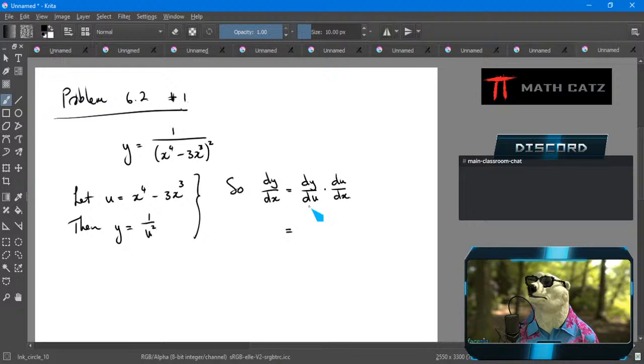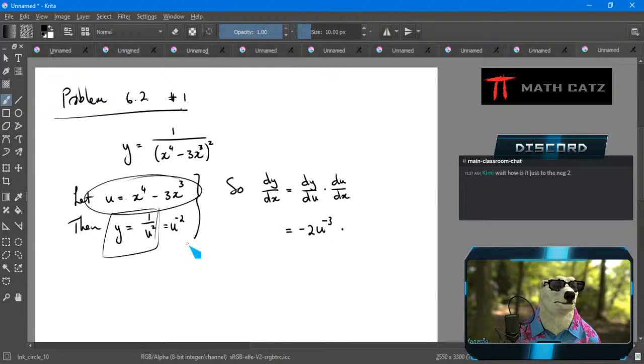First one is the derivative of y with respect to the variable u. So for that, I look at the square, the outside function. And maybe I want to see it as u to the negative 2 so that I can easily apply the power rule, negative 2 u to the negative 3 times, says the chain rule, by the derivative of u as a function of x. That's this guy.